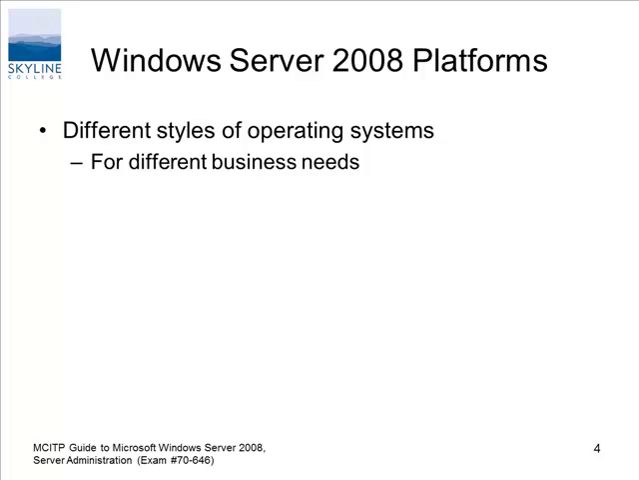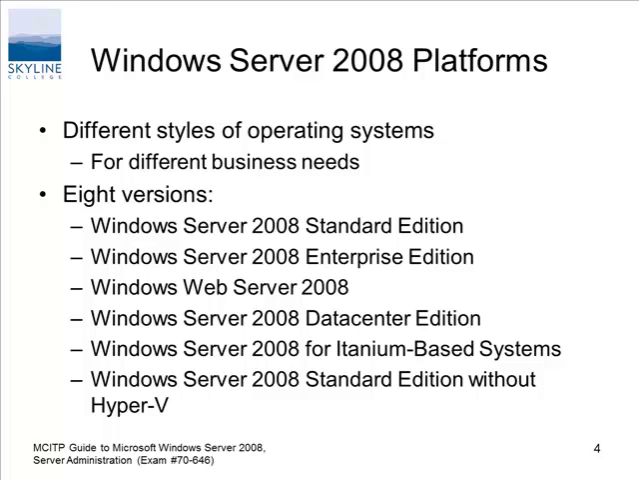We already kind of talked about that, different styles of operating systems for different business needs. How big is it? How much memory do they need? What kind of applications are they running? What kind of expansion plans does the company have? 8 versions. The Standard Edition, Enterprise Edition, the Web Server, Datacenter, Itanium, and Standard Edition without Hyper-V. And you actually have the Enterprise Edition without Hyper-V also.